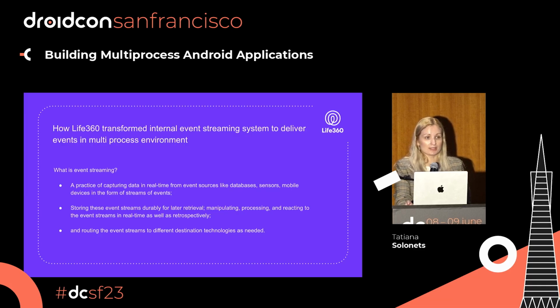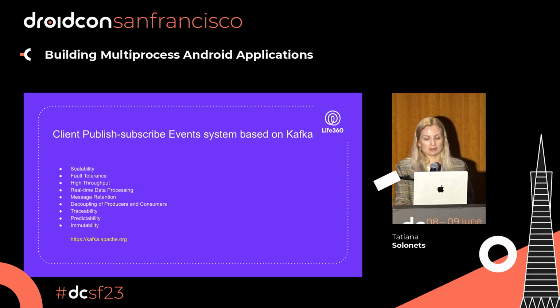So what is event streaming in general? It's a practice to capture data from all kinds of sources, like sensors and databases, storing this data, maintaining, processing, and routing it to different destinations. We created a publish-subscribe event system based on Kafka. If you're interested to know what this is, check out Apache Kafka. We don't use Kafka itself, which is a cloud-based architecture. It's actually a tool, a library.